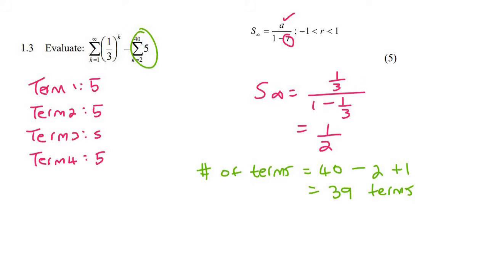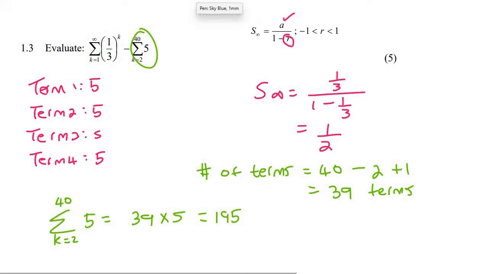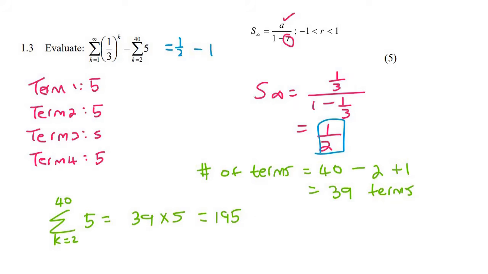So if you have 5 plus 5 plus 5 plus 5 plus 5, 39 times, then you can work it out as 39 times 5. And that's going to be 195. So now we can finally work out the answer, and that final answer is going to be the sum to infinity, which was a half, minus the 195, and that will give us minus 194.5.